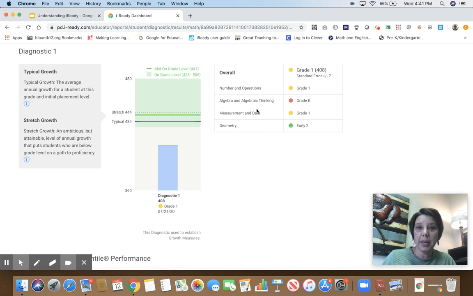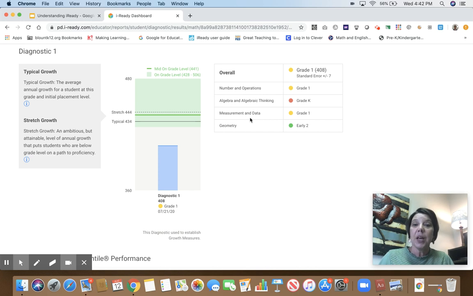Algebra and algebraic thinking is understanding number patterns, and it is understanding when they need to add, subtract, multiply, and divide. So number and operations is knowing how to do that. Algebra and algebraic thinking is knowing when to do that. And we can see here, this is telling me as a teacher, maybe telling you as a parent that, okay, yes, my child can add and subtract, but my child doesn't yet know when she needs to add or subtract.